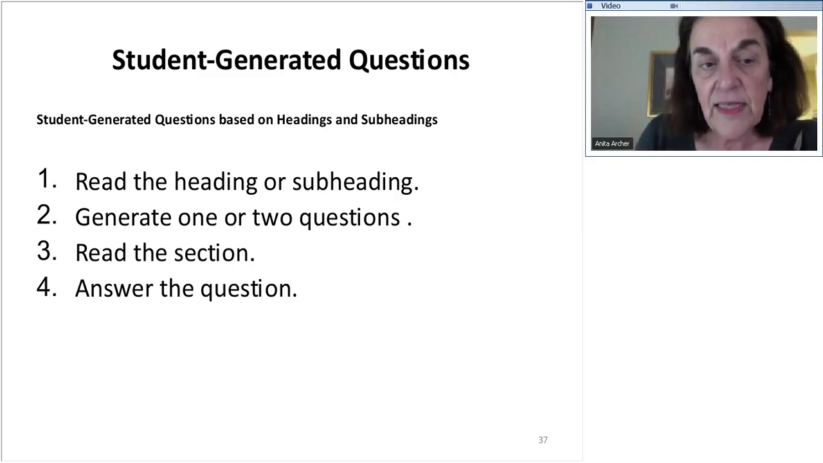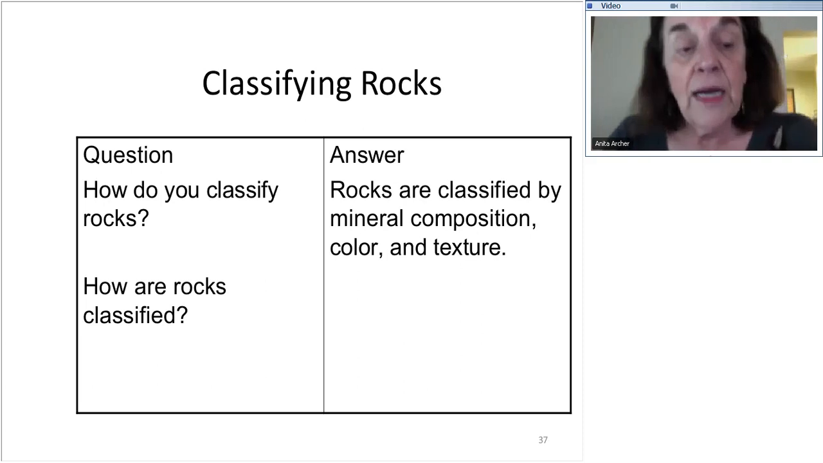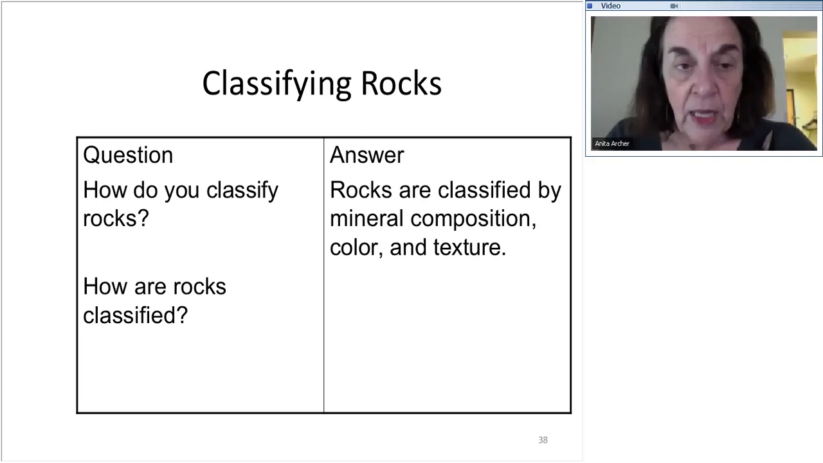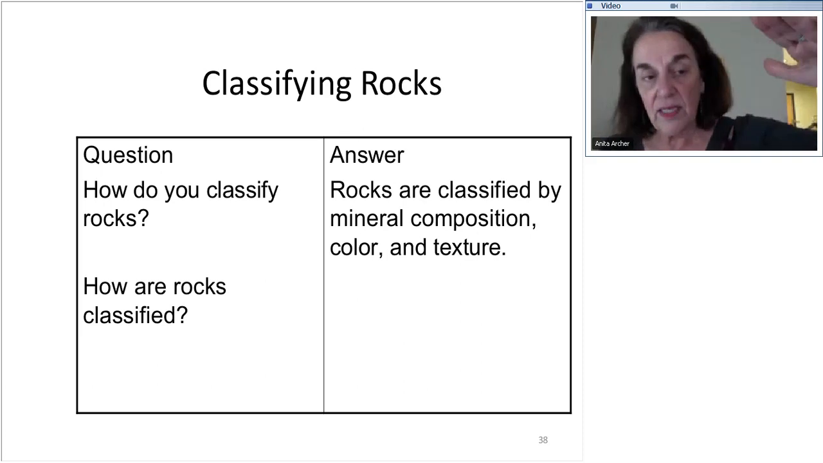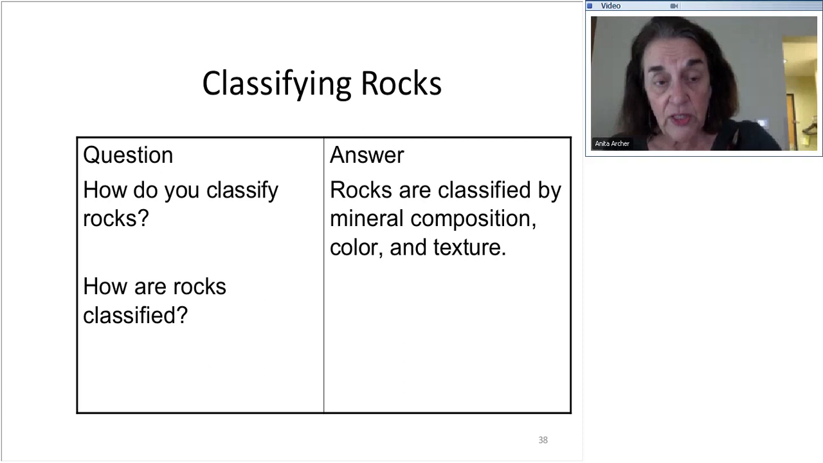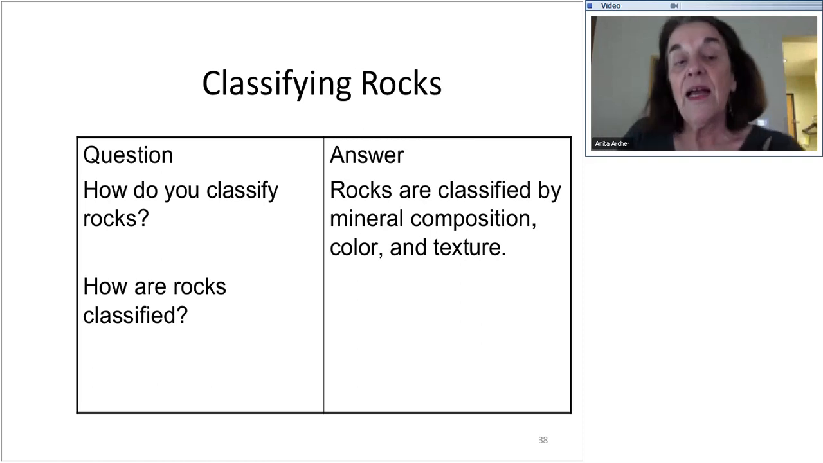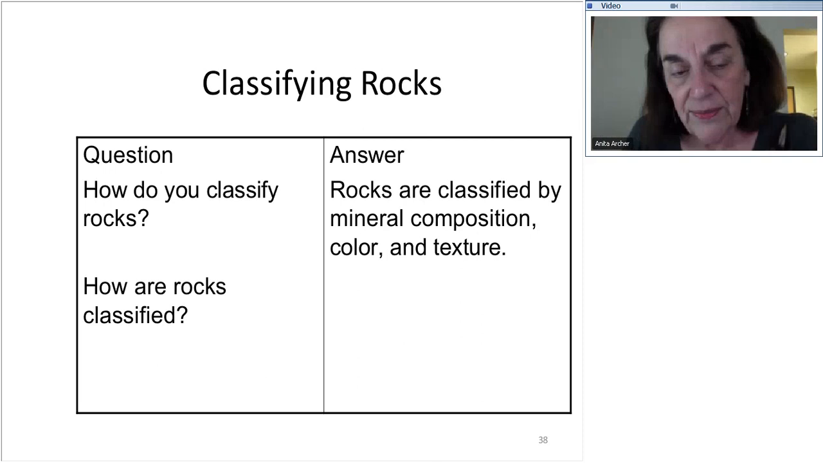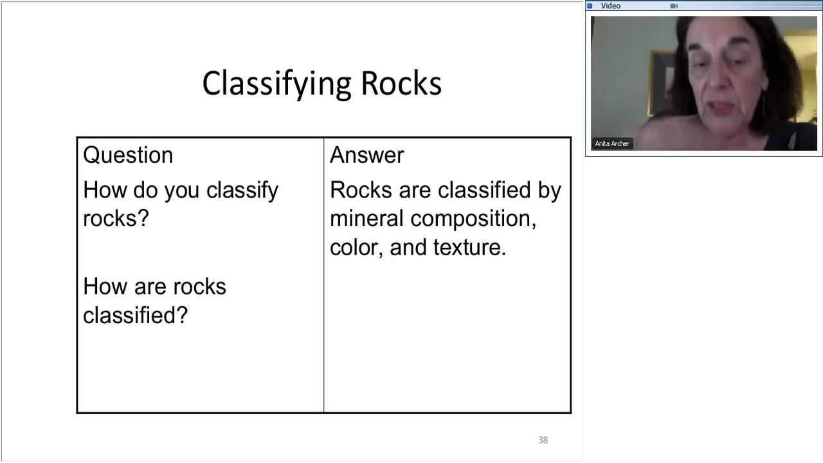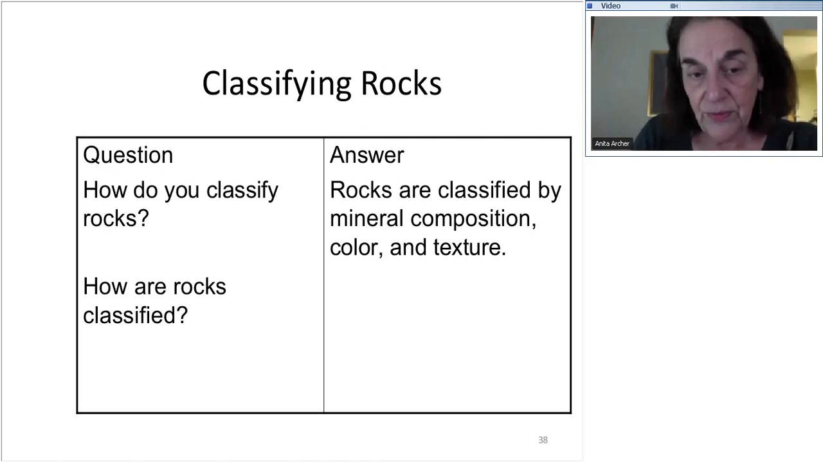So let's look at an example that occurred in a middle school. We were reading science, and the whole chapter, or the segment, was called Classifying Rocks. And the students generated these questions. They folded the paper in half, and the questions were, how do you classify rocks? How are rocks classified? We read the segment, then the students wrote down an answer.